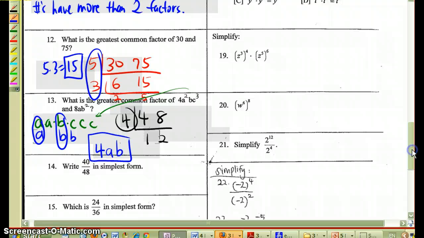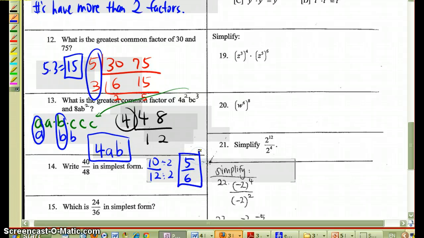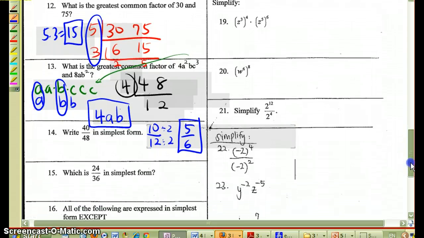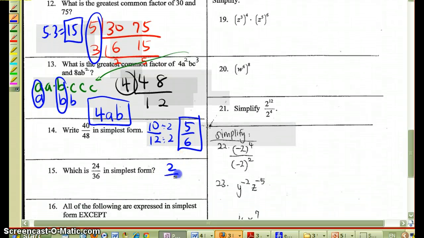Okay. Number 14, to simplify, I would divide both numbers by 4, and I would get 10 and 12. But I'm going to divide both of them again by 2 to give me 5 and 6. So that's how I would simplify a fraction. Number 15, the answer is 2 over 3. Not going to explain that one.